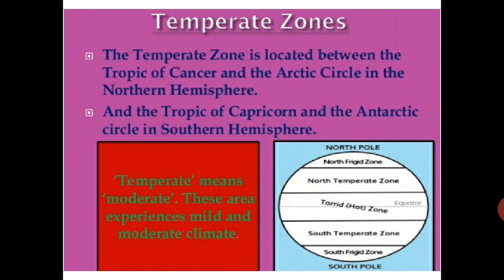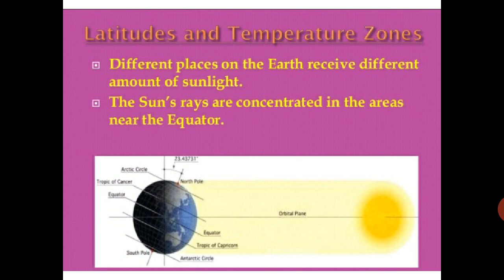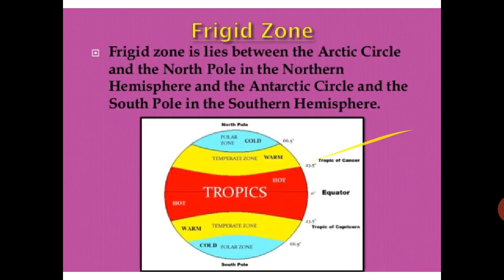After that, this is the temperate zone where the climate is moderate. See, latitudes and temperate zone. Different places on the earth receive different amounts of sunlight. The sun rays are concentrated in the areas near the equator. Near the equator, the straight sun rays are going, and as you move towards the pole side, the sun rays are a little bit slant, and the heat may be less.